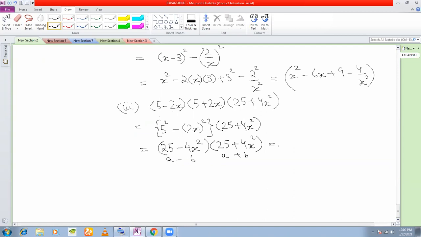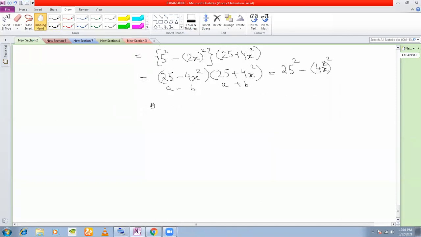Where a is 25, b is 4x square, which must be equal to a square minus b square. A square here is 25 square and b square here is 4x square. So you get here 625 minus 4 square x square square. So you get 625 minus 16x to the power of 4. Okay, and that is your answer.